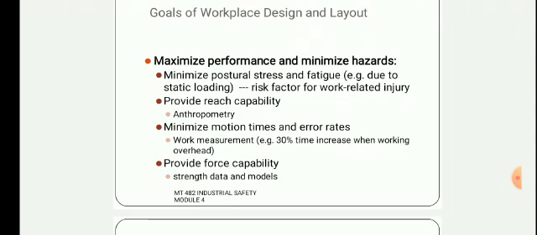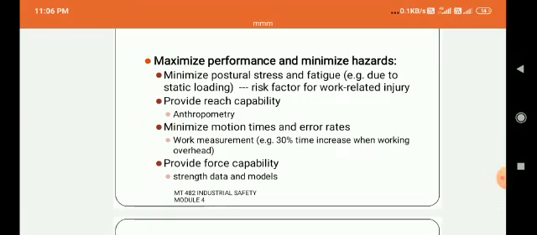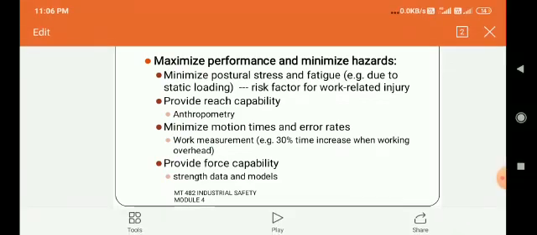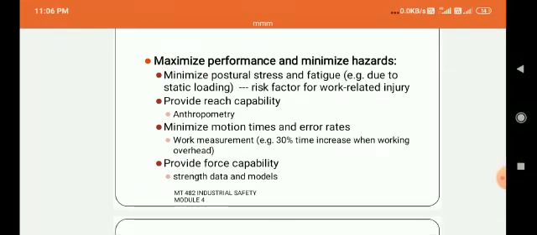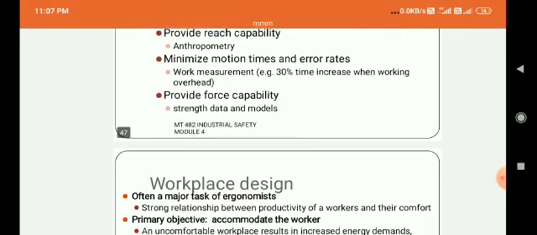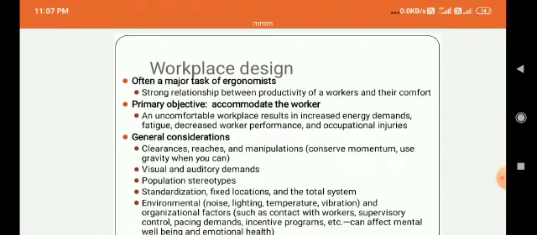Third one, minimize motion times and error rate. That means in a study it is given that there is a 30% time increase in working overhead. When we work overhead, 30% time increases. The same job when we are doing overhead takes more time. This is work measurement. Then the other one is provide force capability. We should have some models or data to do some more work. That data and models must be strong.